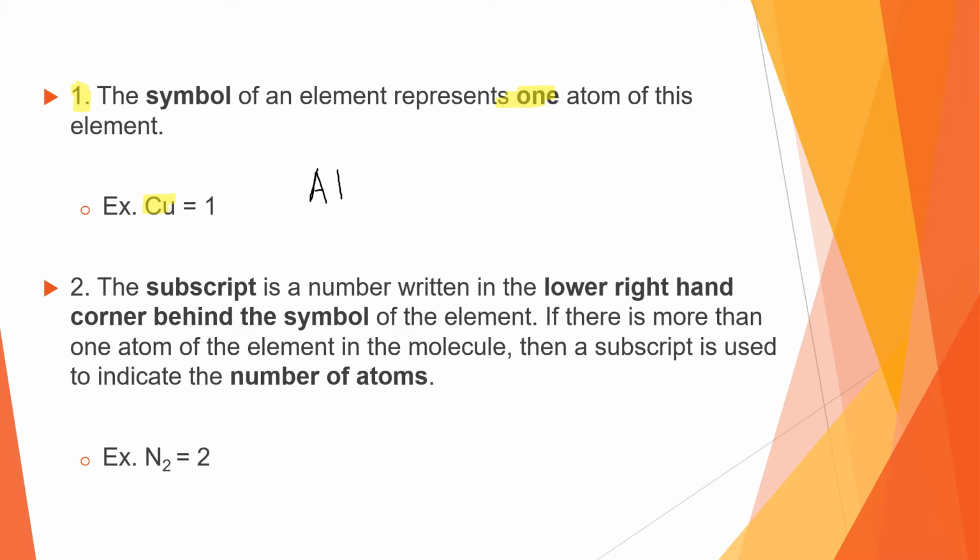A lot of the time we look to the subscript that's behind the element symbol. In this case, we don't see a subscript, but there's always an imaginary one beside the element, even beside this copper here. If you don't see a number, it's always a 1. So we only have copper and there's one copper atom, or we only have aluminum and there's one aluminum atom.